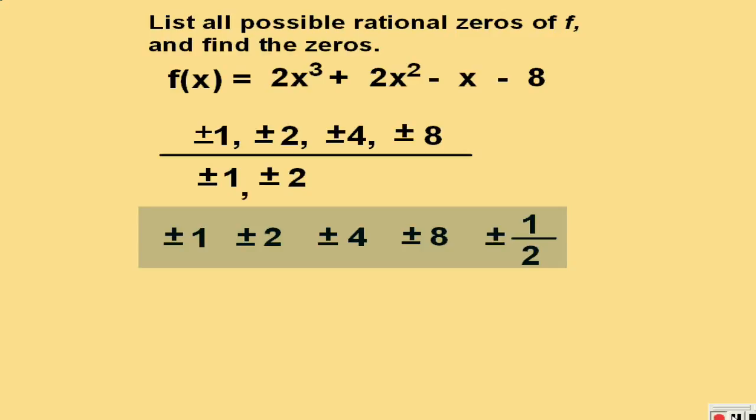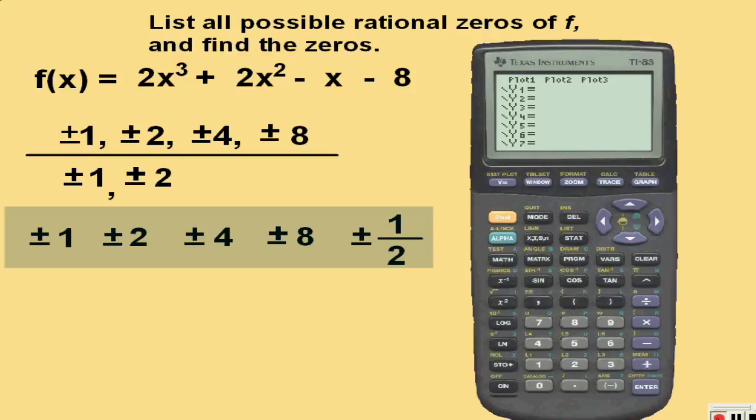To find them, we are now going to graph. We first start by pushing the y equals button, and we will put the equation in. Once we get the equation into the calculator, we will graph it. Here's the graph, and notice since we only have numbers between -8 and +8, we do not need to make our x-axis window any bigger than that.